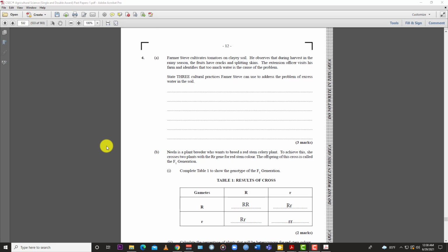Welcome back to Learn SKN, and today we're going to continue looking at the May-June 2019 Paper 2 for Agricultural Science CSEC. CSEC Agricultural Science Paper 2, May-June 2019. We looked at questions 1, 2, 3 before, so you can look at those previous videos for that one. So today we're going to be looking at question 4, but you know what to do before we jump into it.